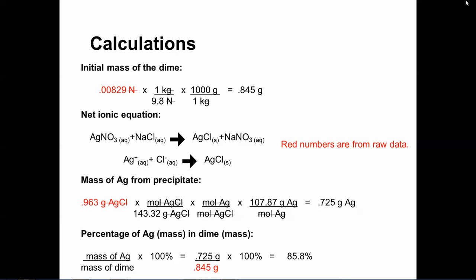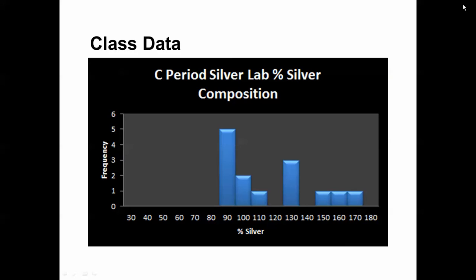To find the percentage of silver in the dime, we have to do the mass of the silver divided by the mass of the dime times 100%, and we get 85.8%. For the class, most of the class got in the range of 80 to 90% silver.